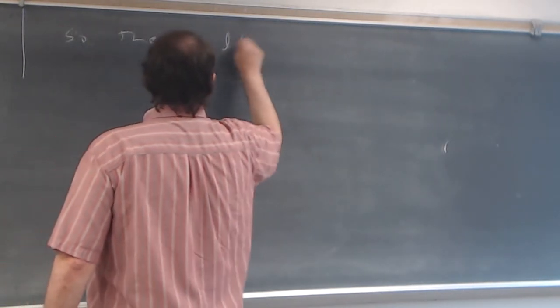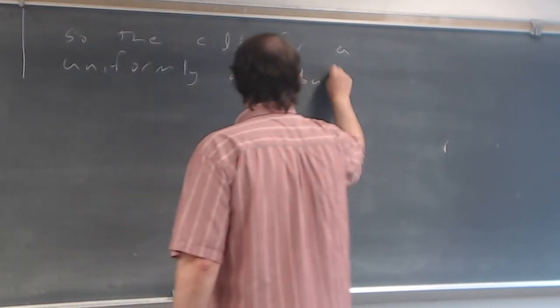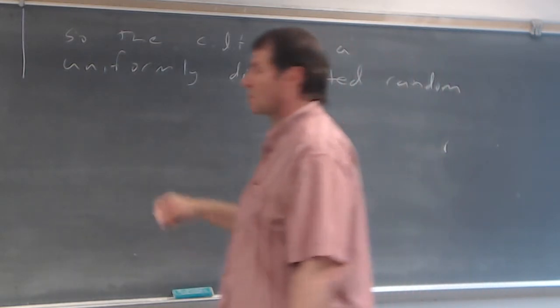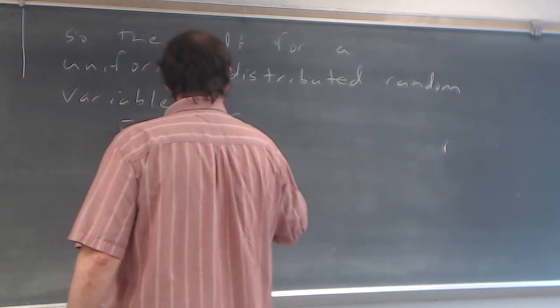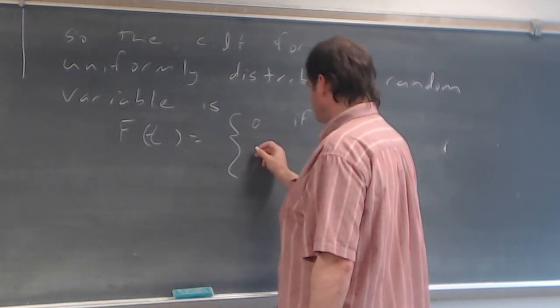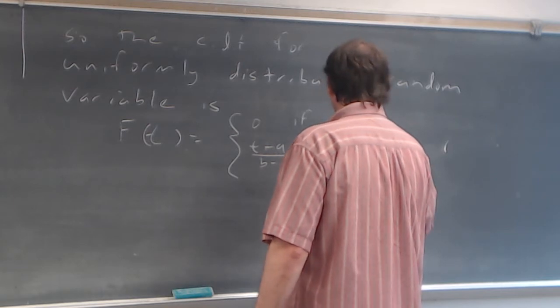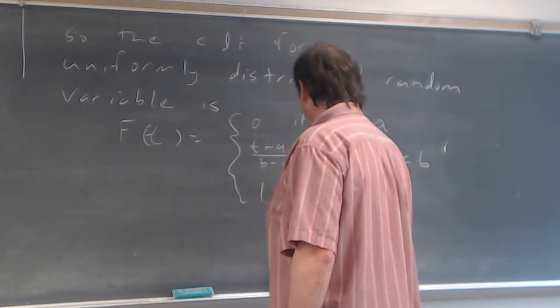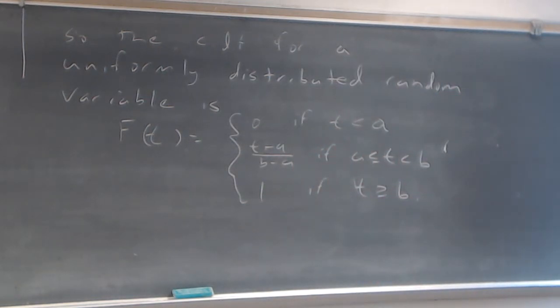So the CDF for a uniformly distributed random variable, I'll call it big F of t, is a piecewise defined function. It's 0 if t is less than a. It was t minus a over b minus a if a was less than or equal to t, which was less than b, and it was defined to be 1 if t was bigger than or equal to b. That's what we have. So that's another characteristic for a uniformly distributed random variable. It's also a little more experience with calculating the CDF.